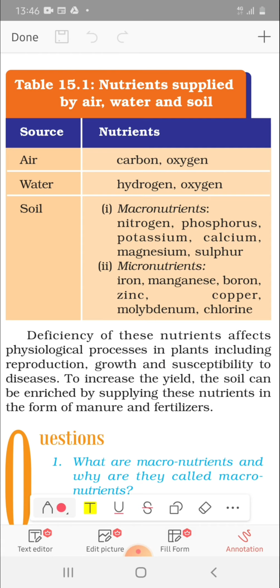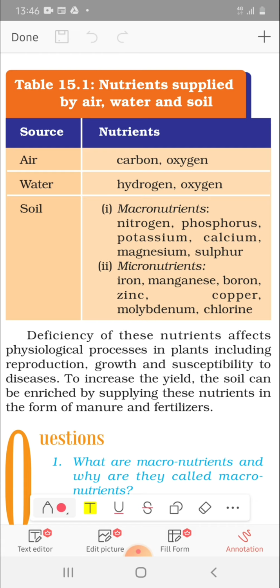First, we will discuss nutrient management. Just as we need food for development, growth, and well-being, plants also require nutrients for growth. Nutrients are supplied to plants by air, water, and soil. There are several nutrients which are essential for plants. Air supplies carbon and oxygen. Hydrogen comes from water. And soil supplies the other 13 nutrients to plants.